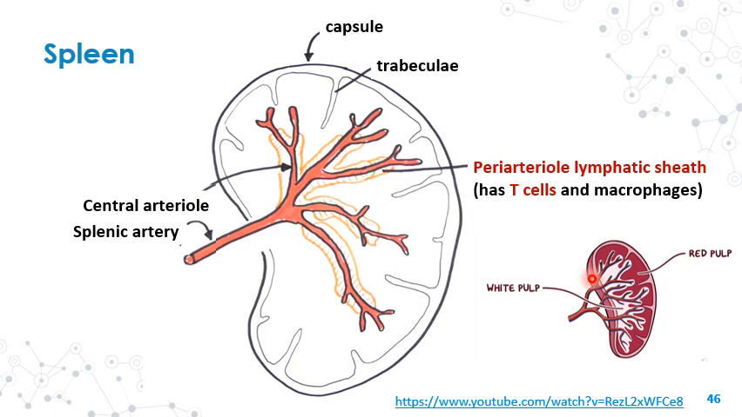Now, when you look here, you're going to see that the lymphatic sheath is where you're going to have your white pulp. So this is going to be close to, like stuck to, your arterioles here. This is where you're going to have your white pulp. Around that is where you're going to have your red pulp, and there is a reason for that.